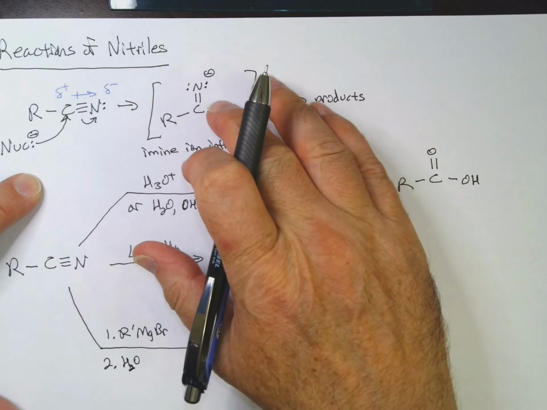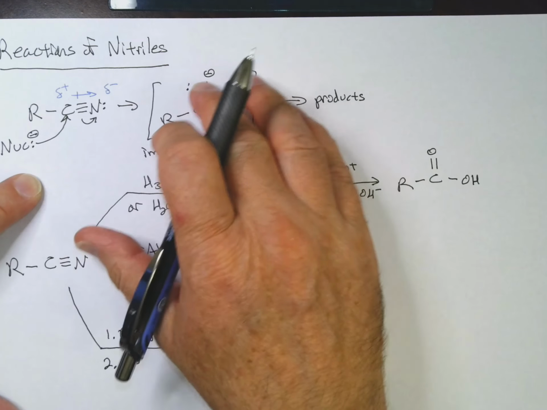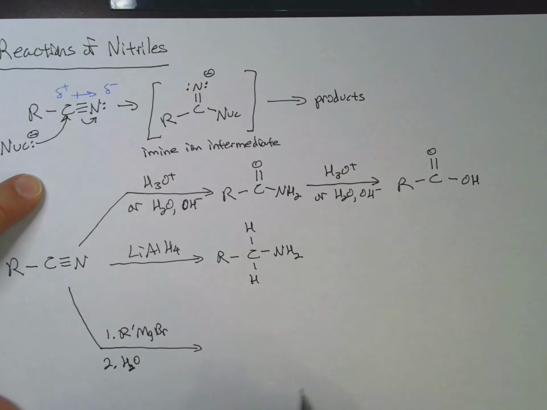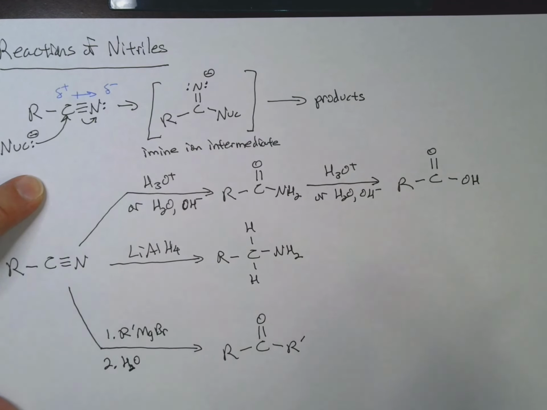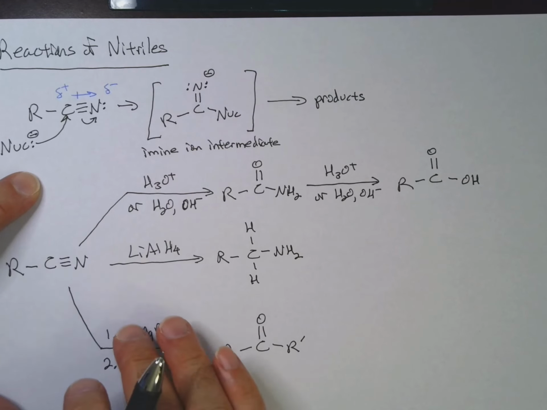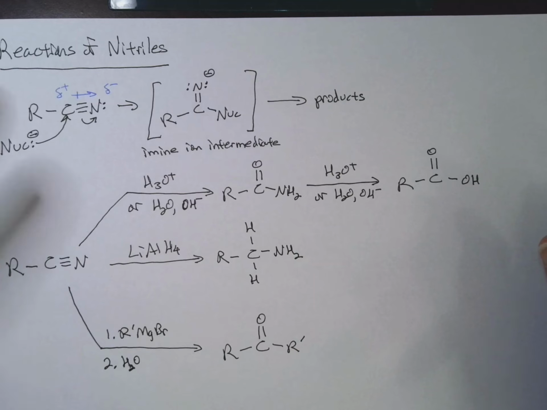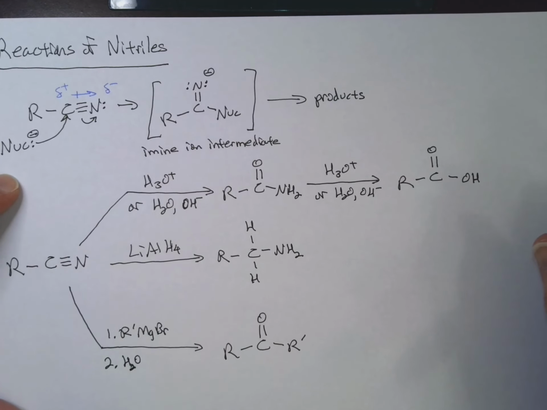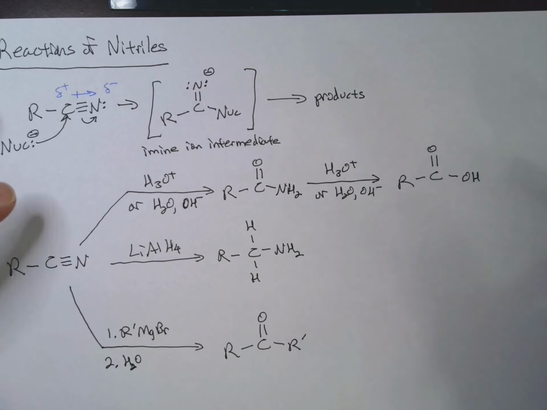And then when this intermediate reacts with water, because it's kind of like an imine, the water converts it into an aldehyde or ketone, a ketone in this case. The water also quenches the Grignard, so we don't have to worry about the Grignard reacting with the ketone we just made. I always thought that was kind of cool. You react your nitrile with the Grignard and you get a ketone? Sure, why not?